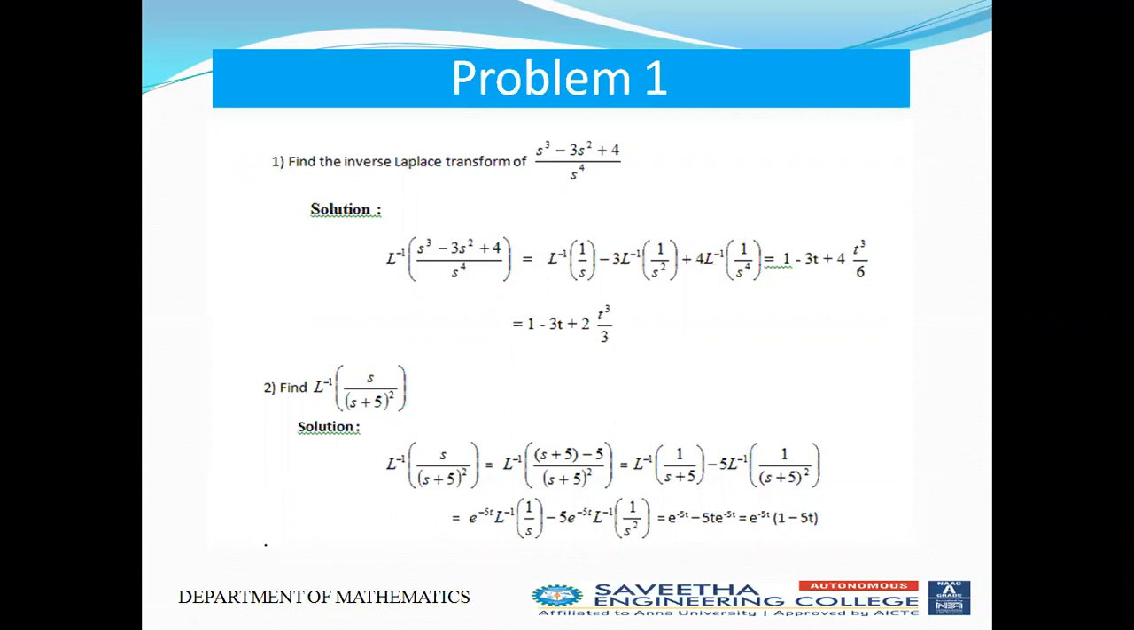And then we can split the term: L inverse of 1 by s plus 5, minus 5 into L inverse of 1 divided by s plus 5 the whole square. Therefore, we are getting e power minus 5t minus 5 into t e power minus 5t. If I take e power minus 5t as common, then I will get 1 minus 5t.